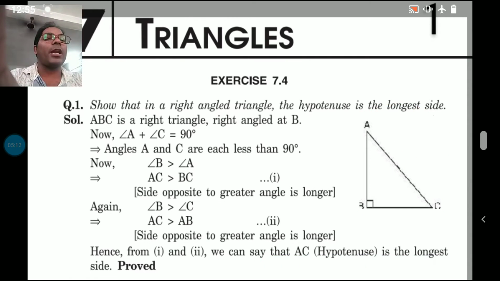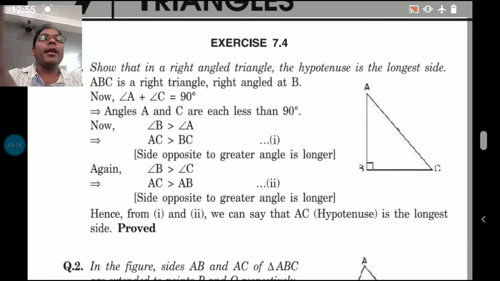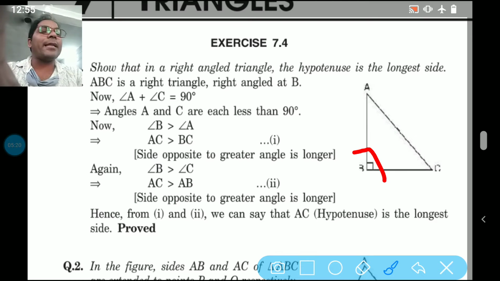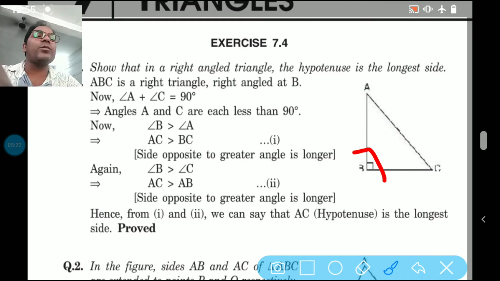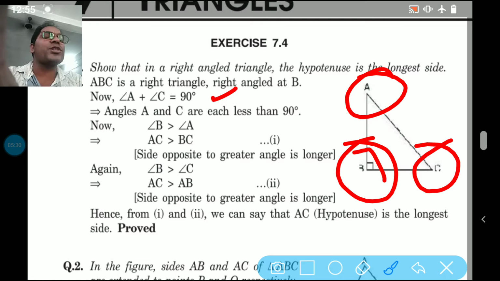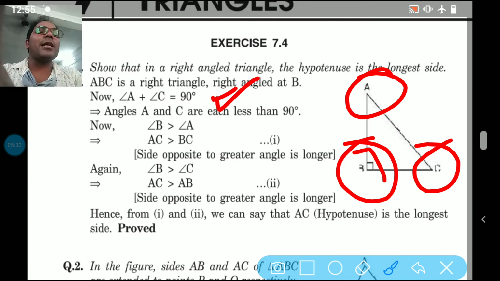Now see, here ABC is a right angle at B. B is a right angle. Then angle A plus angle C equals 90 degrees, because this is already 90 degrees. So the sum of A and C will be 90 degrees.